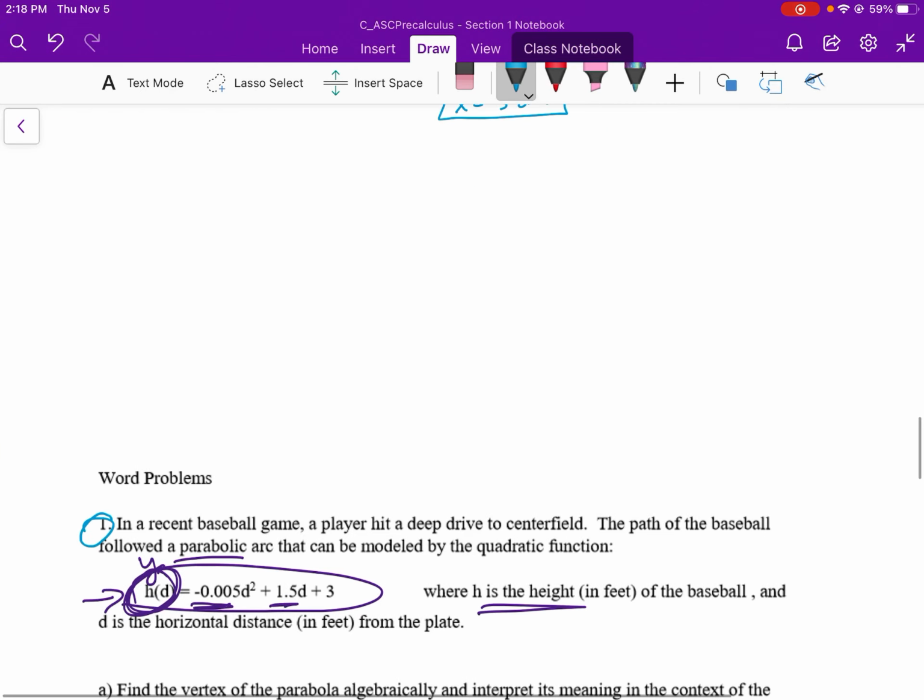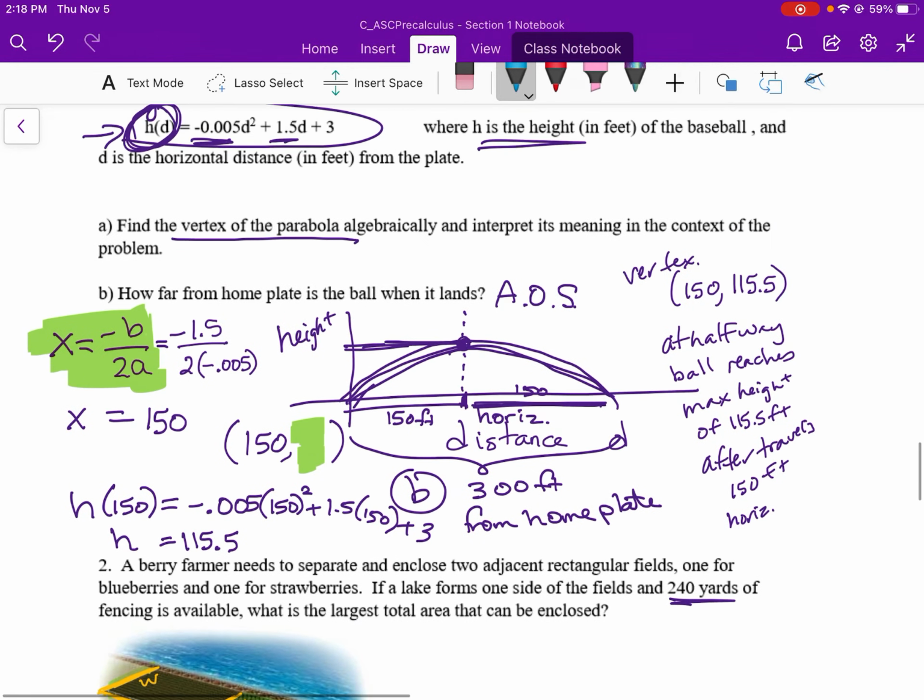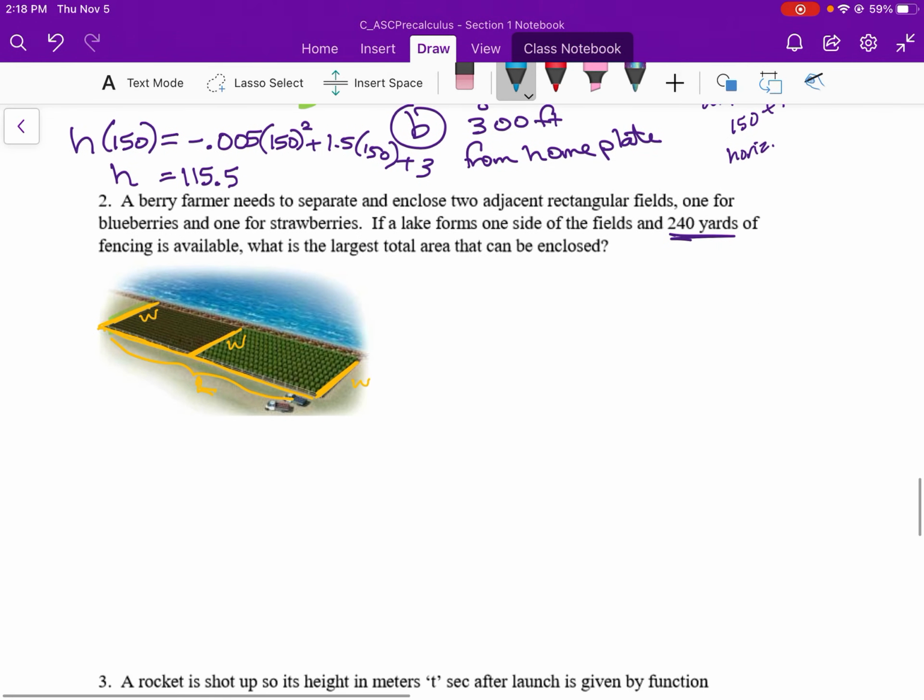All right, so now let's do a few word problems. This first word problem we did in class. This word problem down here, I don't know if we did it yesterday or not, so I'm going to do it again. We've got a berry farmer. He's got 2 adjacent fields, and he's got a lake on one side, so we don't have to worry about that, and he's got 240 yards of fencing.